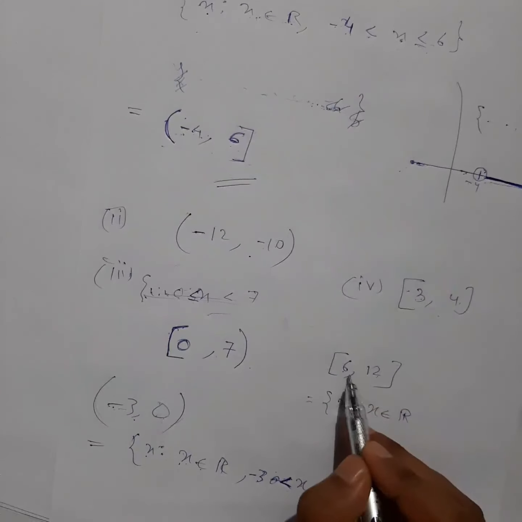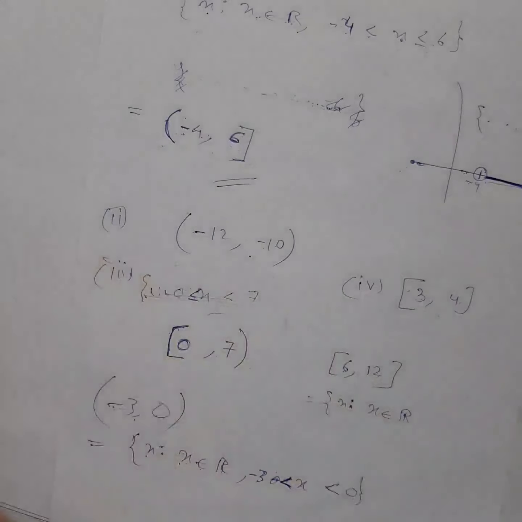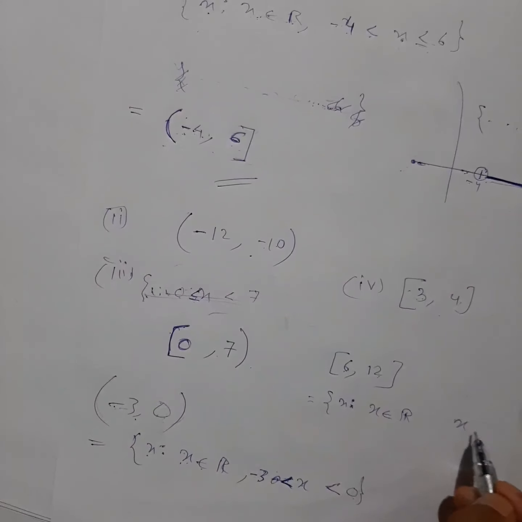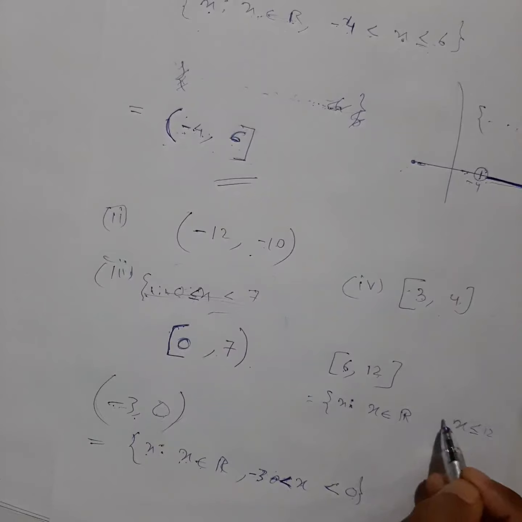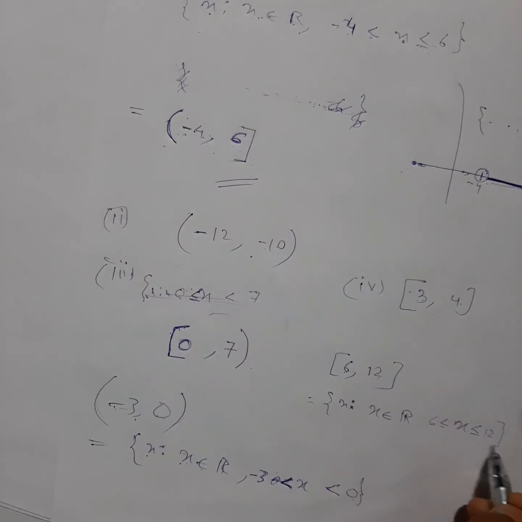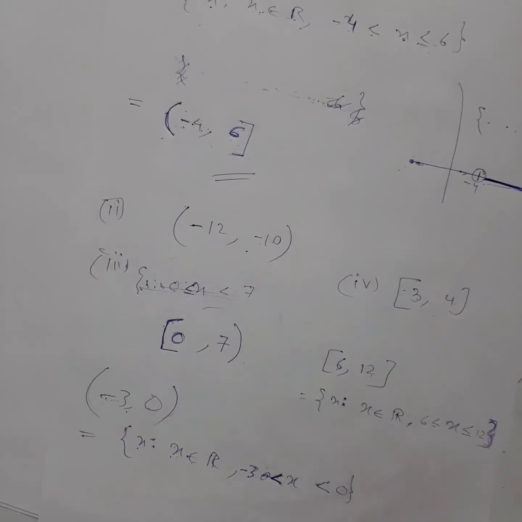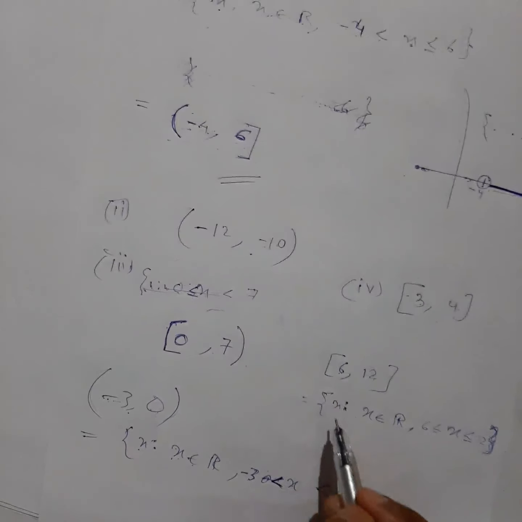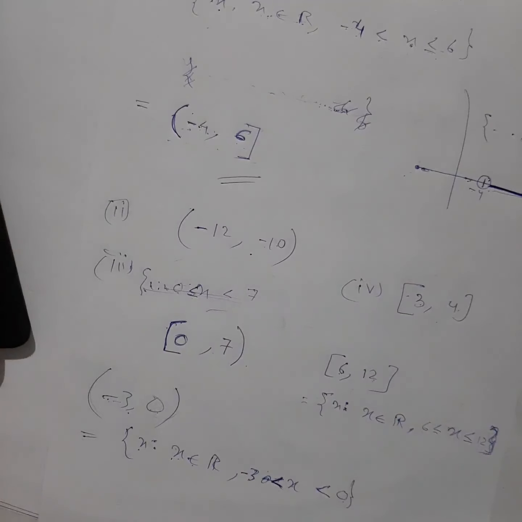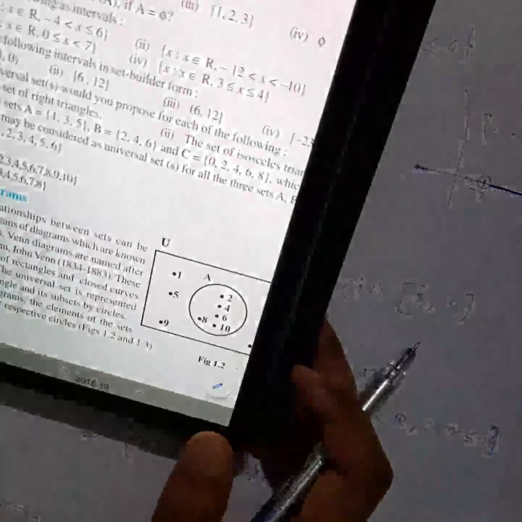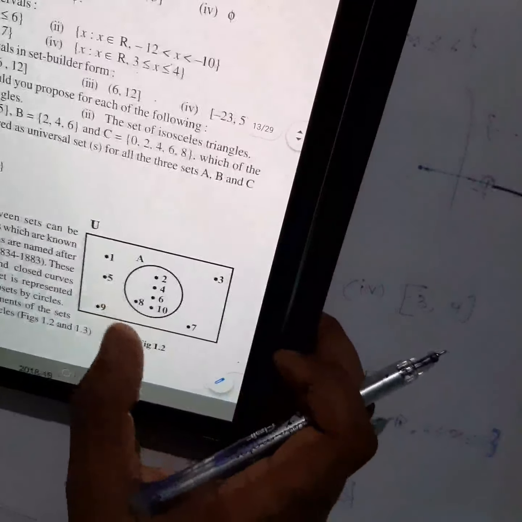So x belongs to real numbers, first thing. This is a set, right? What are the elements here? 6 to 12, whatever real numbers. So how will I write this down? X is less than or equal to 12, greater than or equal to 6. Sorry, curly bracket, here you can put a comma. Okay, so this is your set. So number 3 and 4 you try yourself.